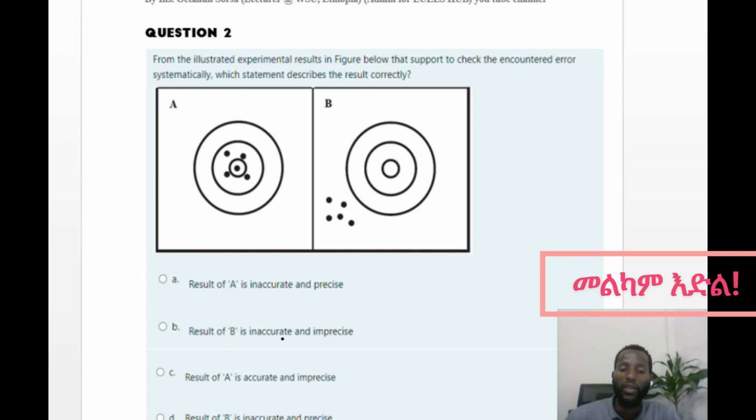B. Result B is inaccurate and imprecise. C. Result A is accurate and imprecise. D. Result B is inaccurate and precise. So from this, which one describes the experimental measurement result? To answer this, we have to know what accuracy and precision mean during measurement, and let me explain them.